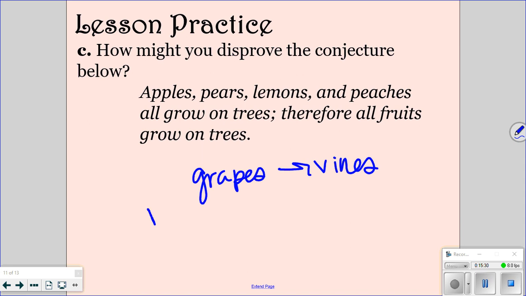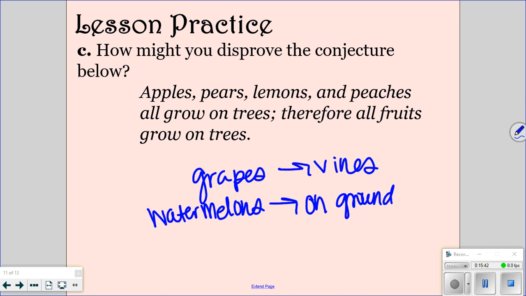Another one. Watermelons. They grow on the ground, on vines. But you only need one, so just pick a fruit that does not grow on a tree. Another one would be strawberries. You can keep going though. Just pick a fruit. That's all you have to do.